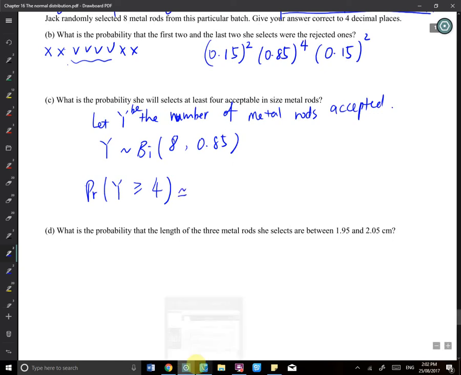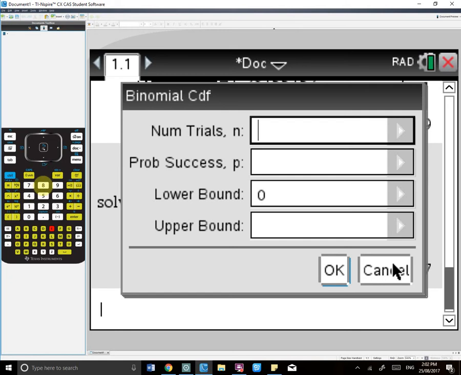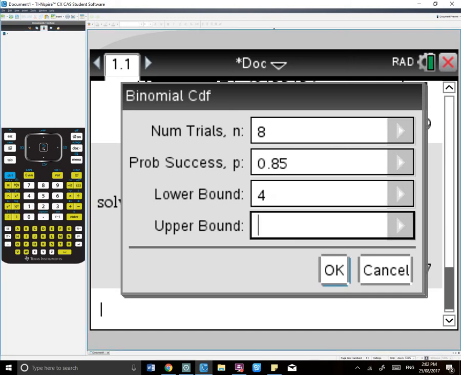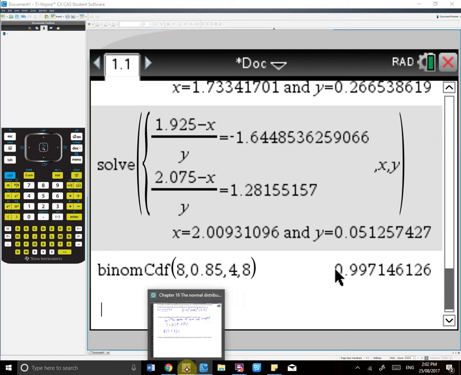And that's a binomial distribution. Menu 5 5 E, because it's binomial CDF. I have 8, I have 0.85. I have lower bound 4, upper bound 8. Okay, at least 4. 0.9971. Okay, 0.9971.